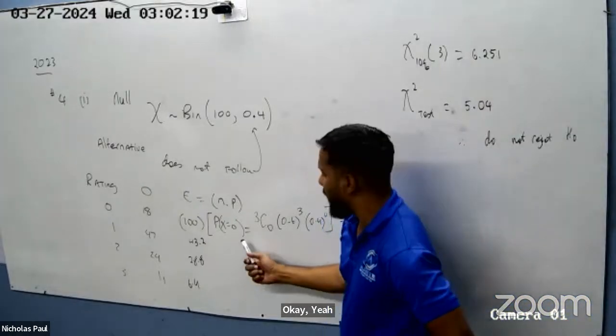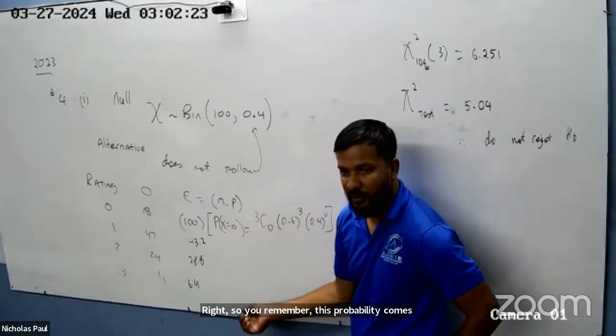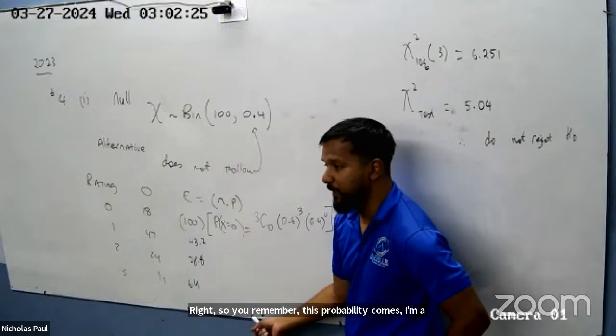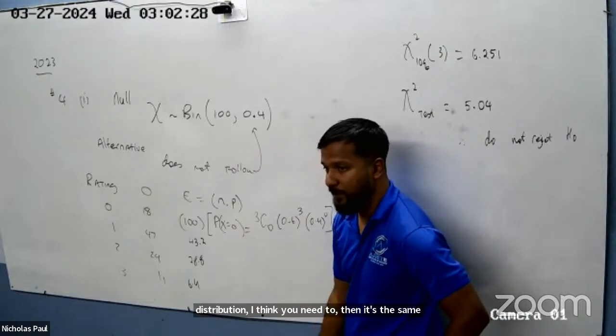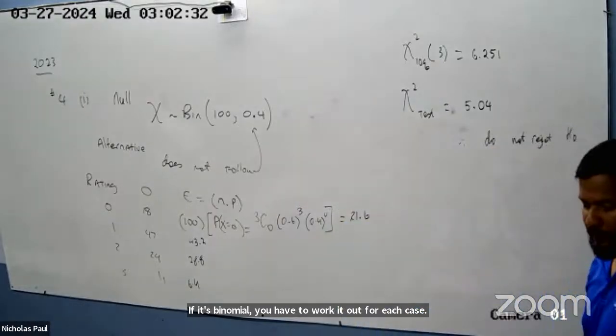Remember, this probability comes from a distribution. If it's uniform, then it's the same. If it's binomial, you have to work it out for each case. Poisson, work it out for each case. All right.